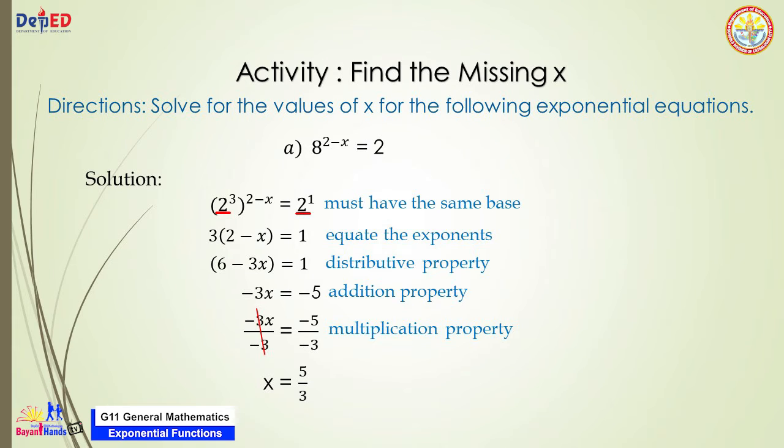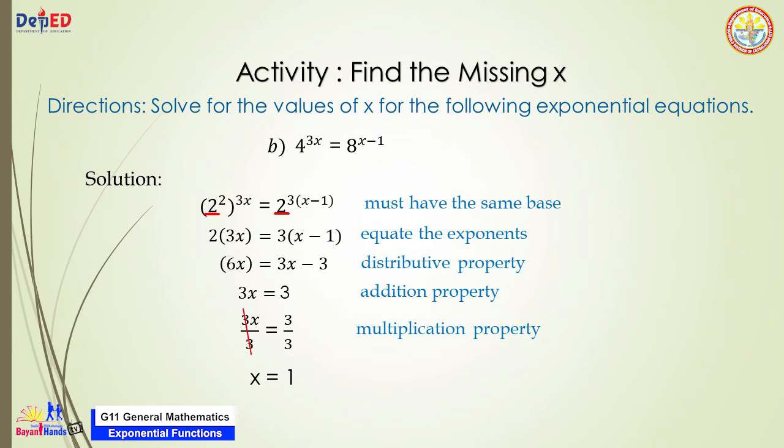Isolate the variable on the left side and the constant terms on the right side by applying addition property. This will give you negative 3x equals negative 5. To eliminate the coefficient of the variable, multiply the whole equation by its reciprocal, that is, negative 3. Then cancel negative 3 because it's now equal to 1. Therefore, x is equal to 5/3. You may check if your answer is correct by substituting the values of x to the equation.